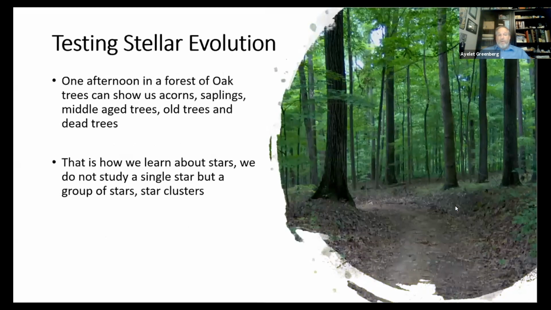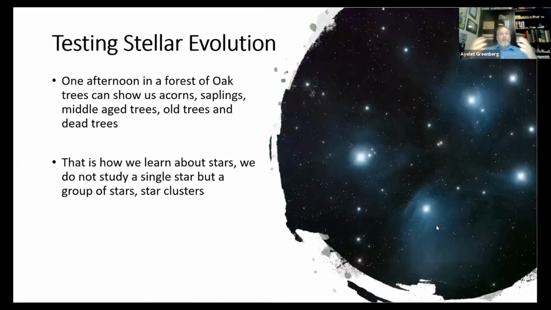But if you went to a forest in a single afternoon, you could see saplings and acorns and middle-aged trees and dead trees. You could see every stage of that evolutionary phase of the tree. And from that, you can deduce something about the life cycle of the tree. And the same thing applies to stars. So when we study the life cycle of stars, we're not necessarily looking at a single star, but we're looking at clusters. Now, this is actually an image I took of the Pleiades a couple of months ago. So when we look at a bunch of stars, we can learn something about them.